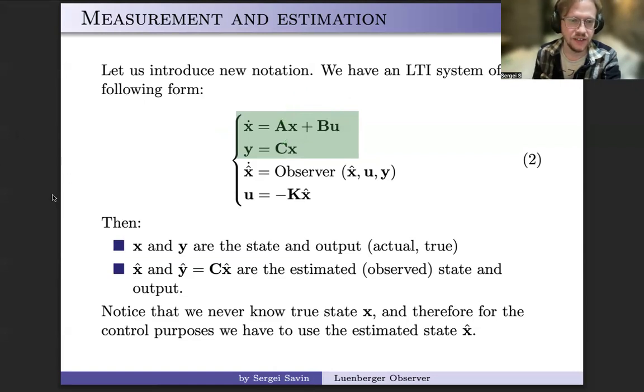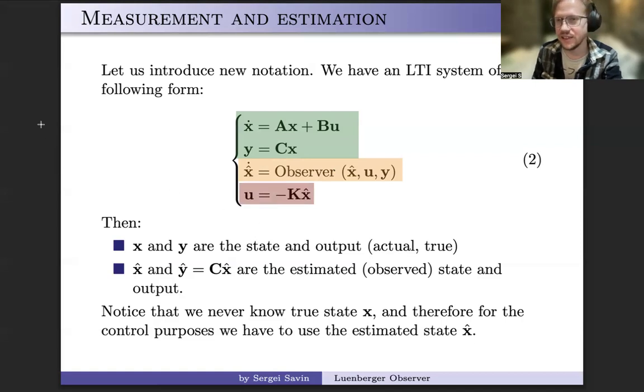Right. So that is our standard LTI. To the standard LTI, we add an additional differential equation, which we describe like this. X hat dot. So X hat is estimate of X. So let's say X hat dot equals some kind of observer, which is a function of X hat, U, and Y. Right? We'll go back into it in a second. But before we go, let me look at the last one. U is equal to minus K X hat. Okay. U is equal to minus K X hat.